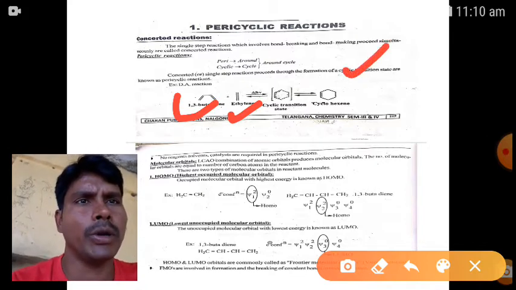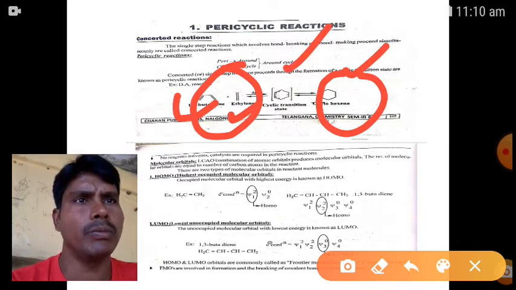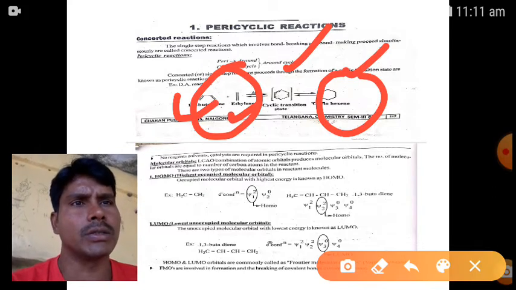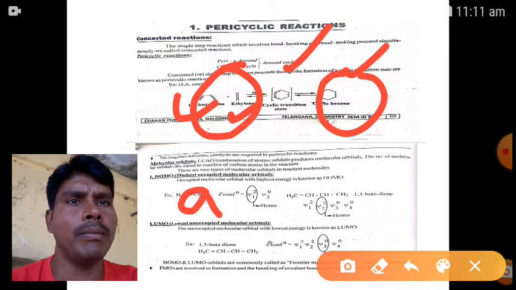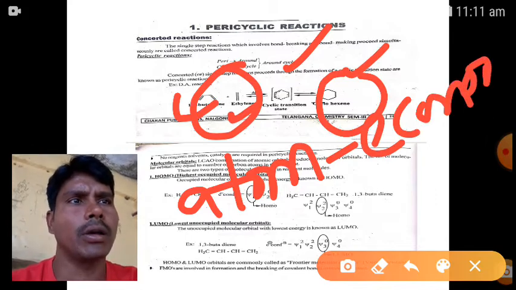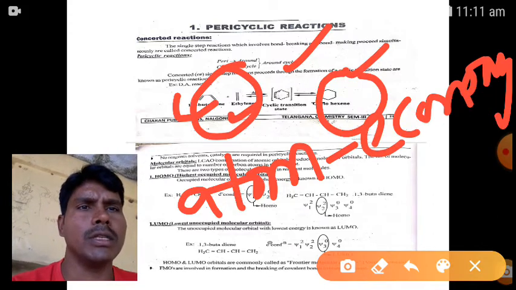cyclohexene. Here there is no carbocation, no carbanion, no carbene, no intermediate, just bond breaking and bond making taking place in the transition state. So before we get the product, we get one transition state. So these are pericyclic reactions: concerted reactions, single step reactions, or atom economy reactions.